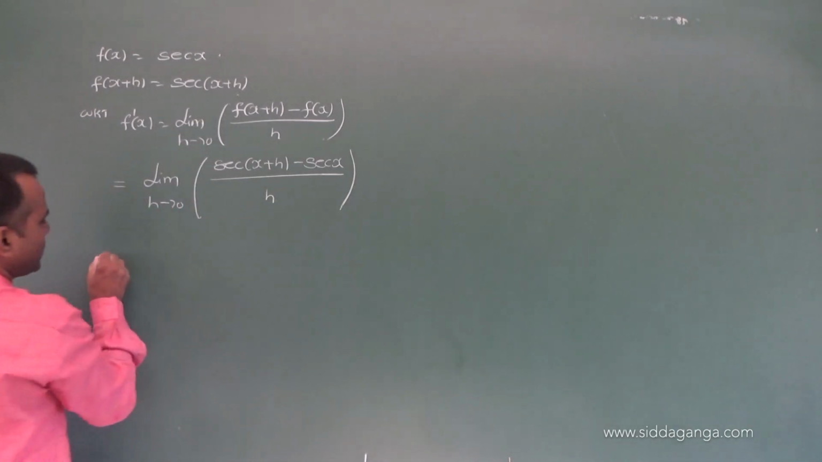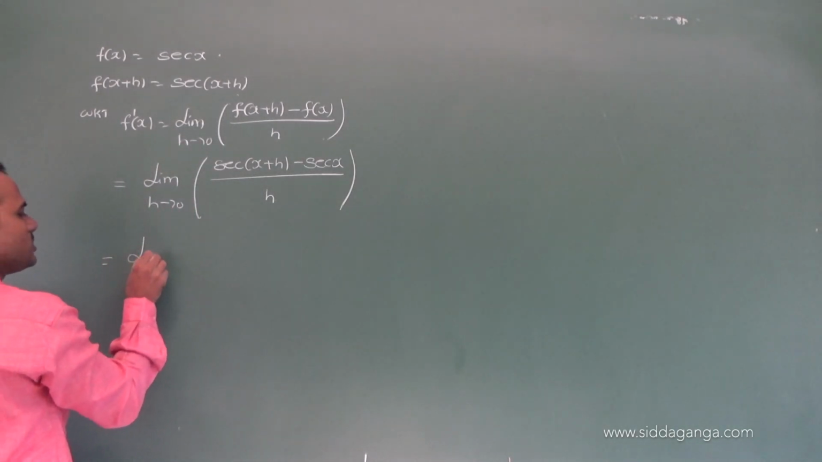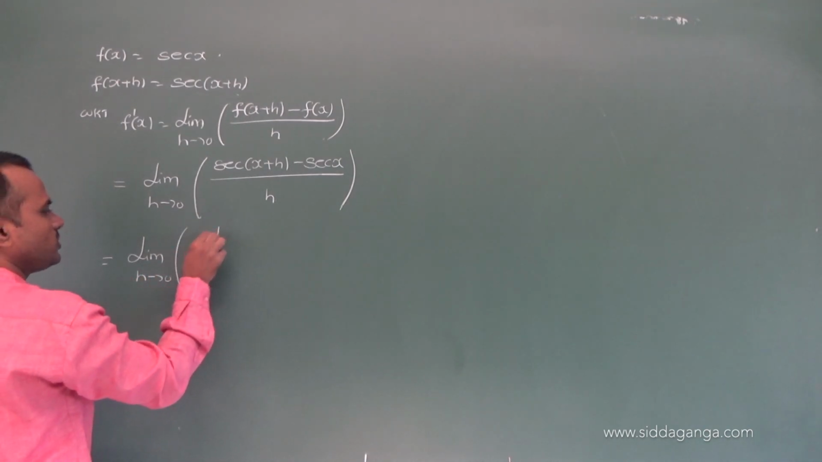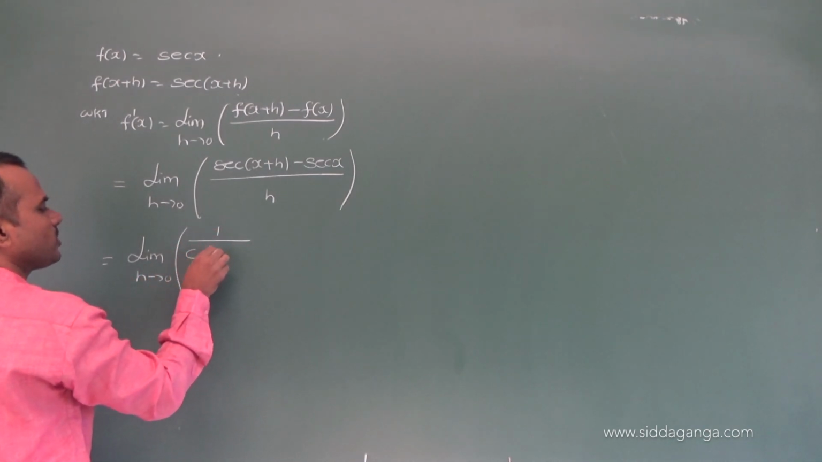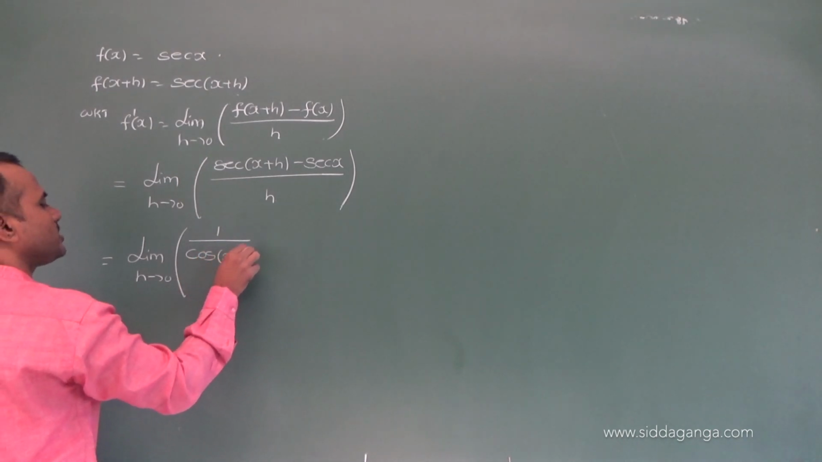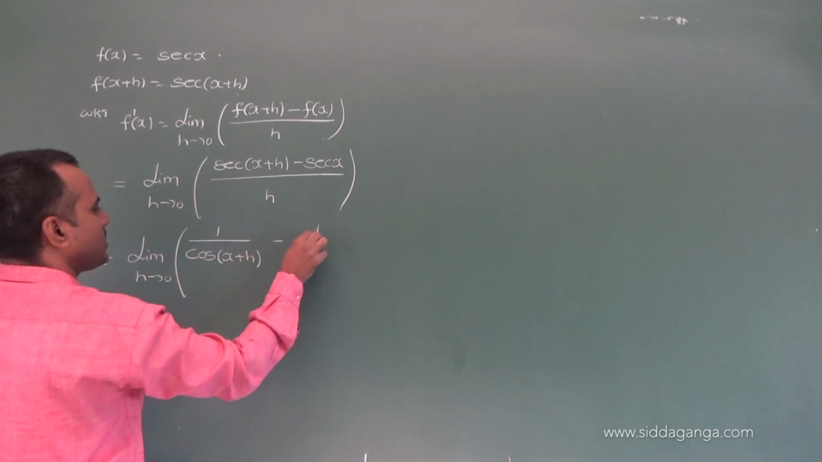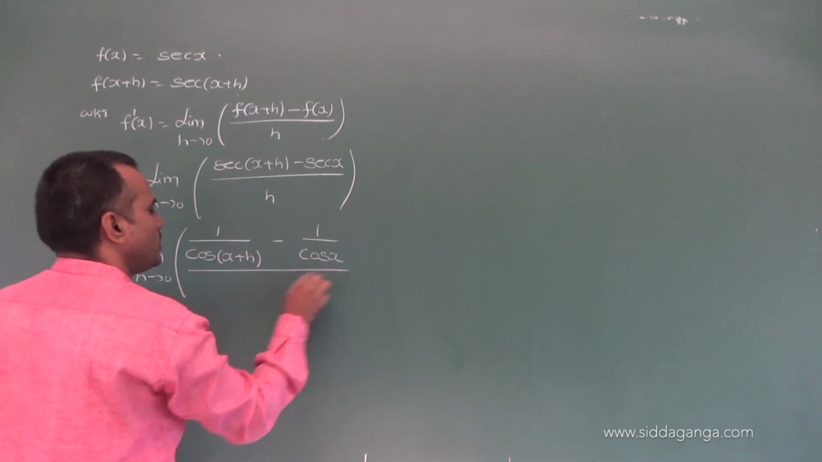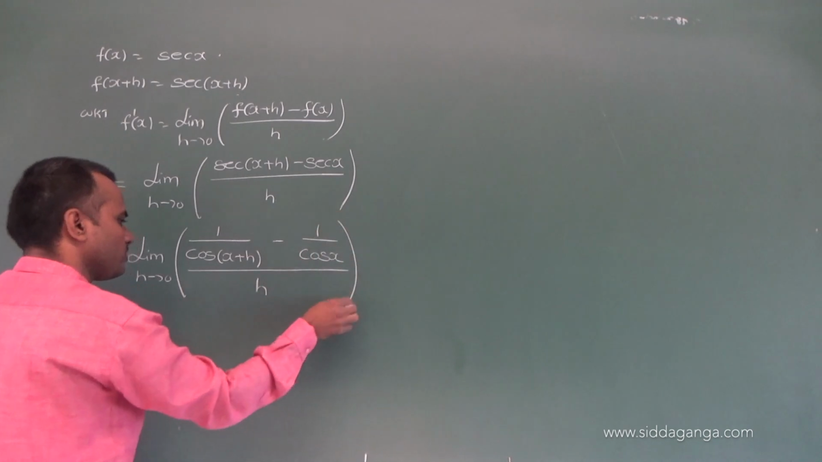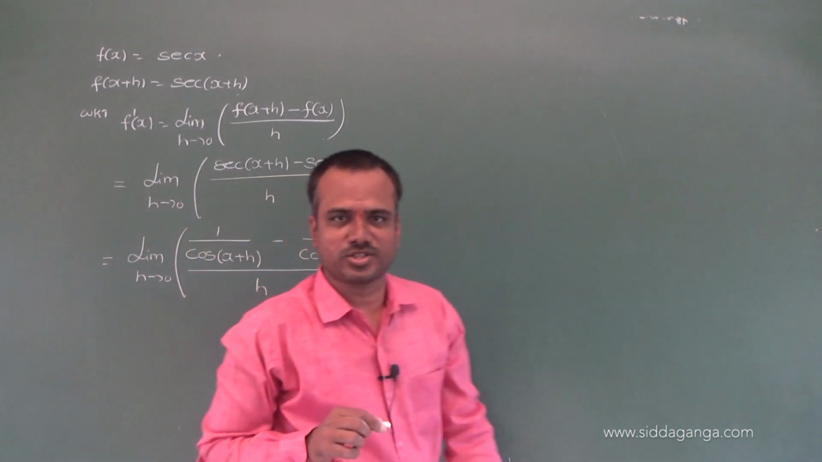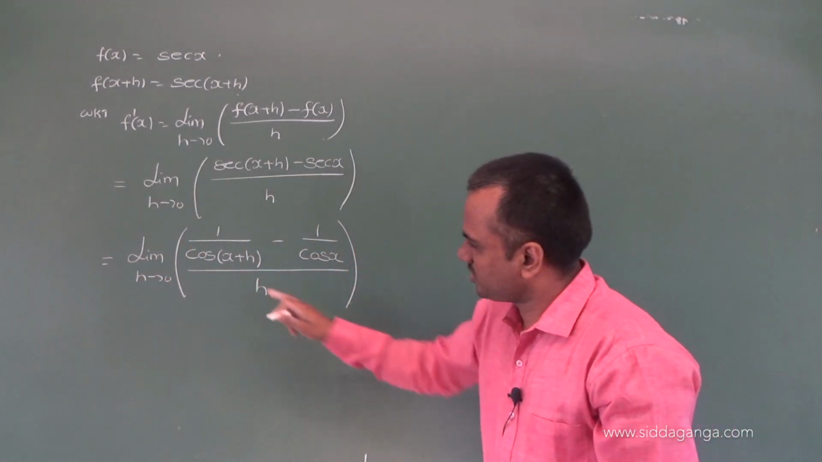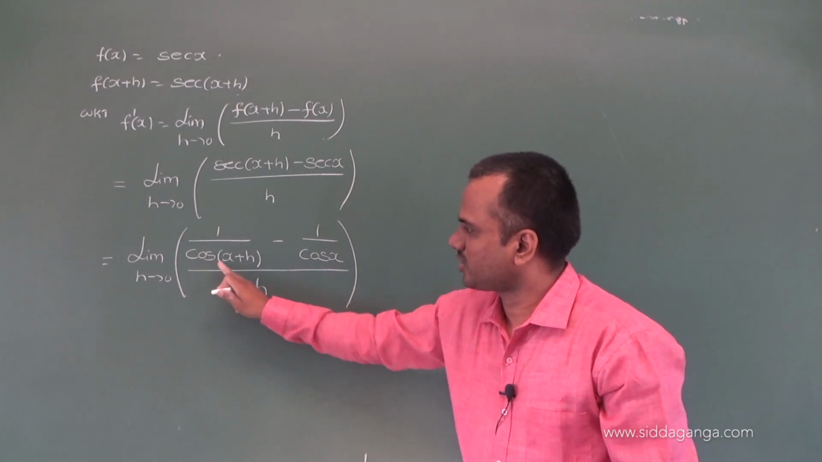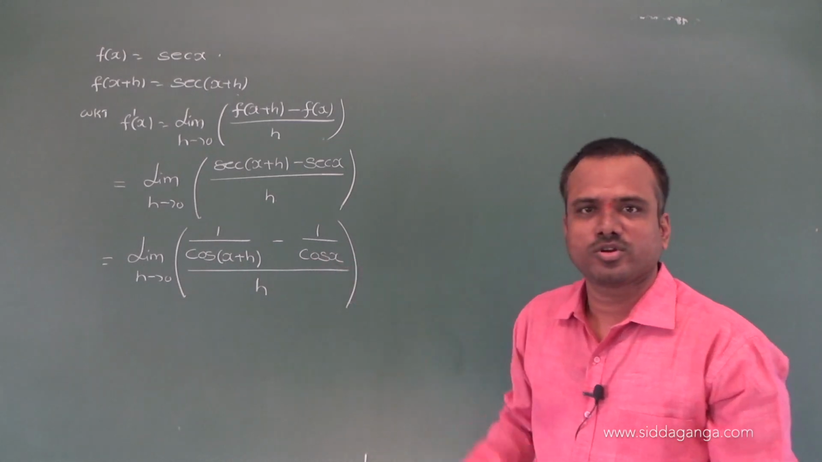Secant theta we write as 1 by cos theta. Correct? Limit h tends to 0, 1 by cos of x plus h minus, secant x we write as 1 by cos x, whole divided by h. Correct? What do we do next? Take the LCM. The LCM is what? Cos of x plus h into cos x.